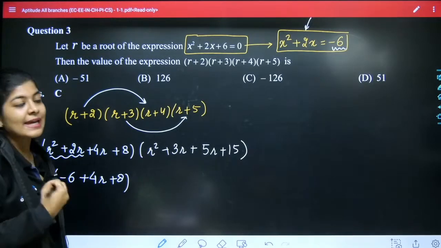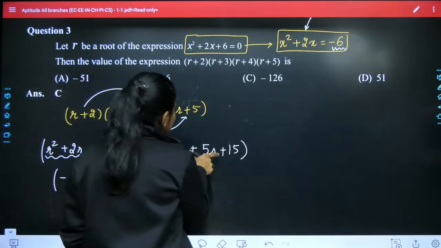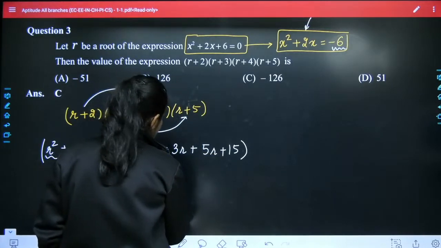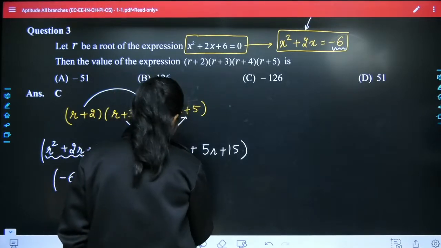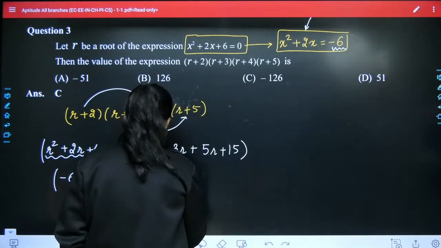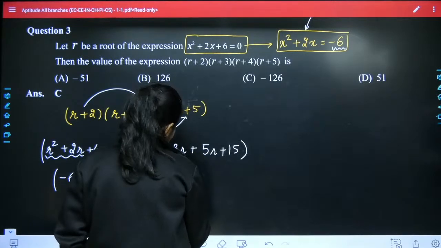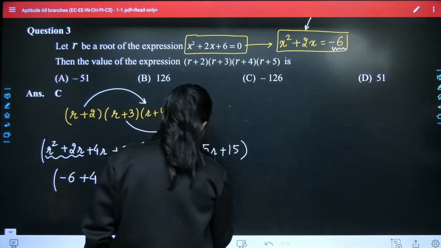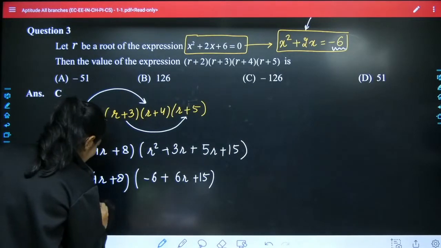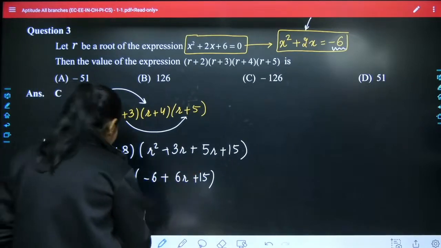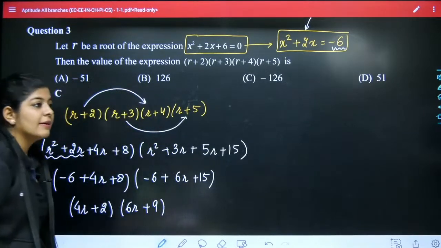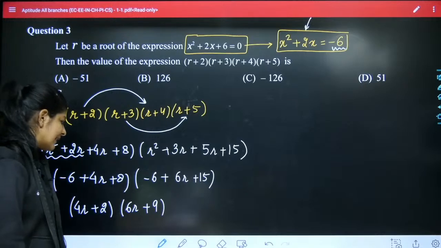Now in that same manner, we need to convert this equation as well. So here we can write R square plus 3R plus 5R plus 15, which with -6 becomes 6R plus 9. Here we have equations like this, so we can write it as 4R plus 2, right? And here we can write it as 6R plus 9, right? We can write it as 4R plus 2 and 6R plus 9.